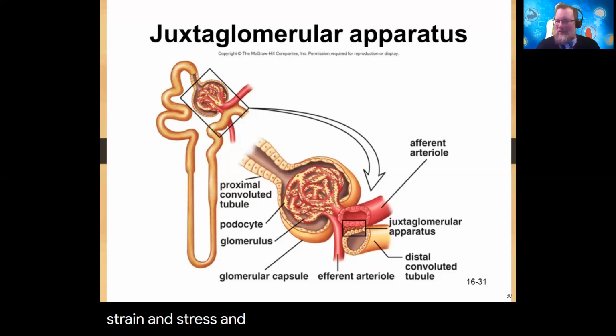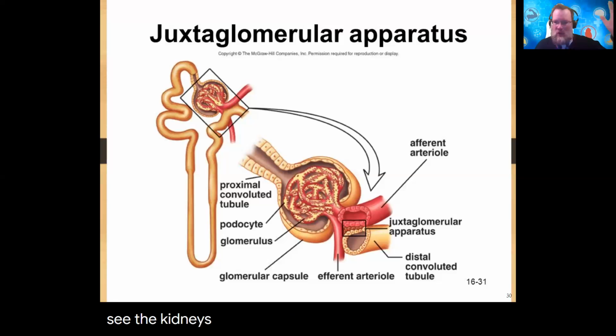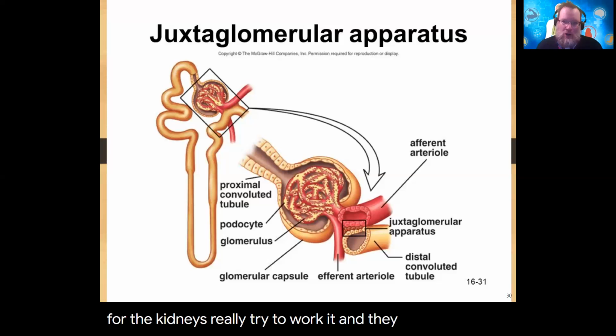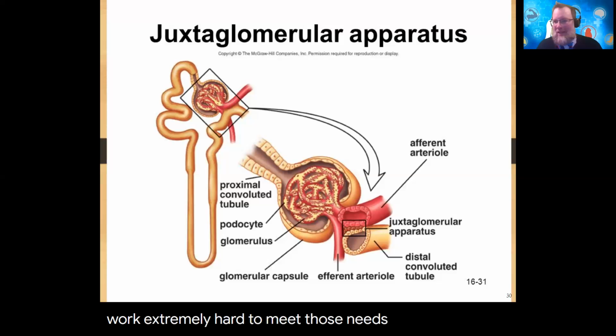And when we talk about physiology and homeostasis and maintaining balance and that sympathetic parasympathetic stuff, you guys, next semester you're going to see the kidneys really play a role in so much of maintaining these levels. And when these levels aren't maintained, the kidneys really try to work it, and they suffer, right? They work harder to try to accommodate the needs of the body. And if the needs are extreme, the kidneys will work extremely hard to meet those needs, and usually they end up burning out.